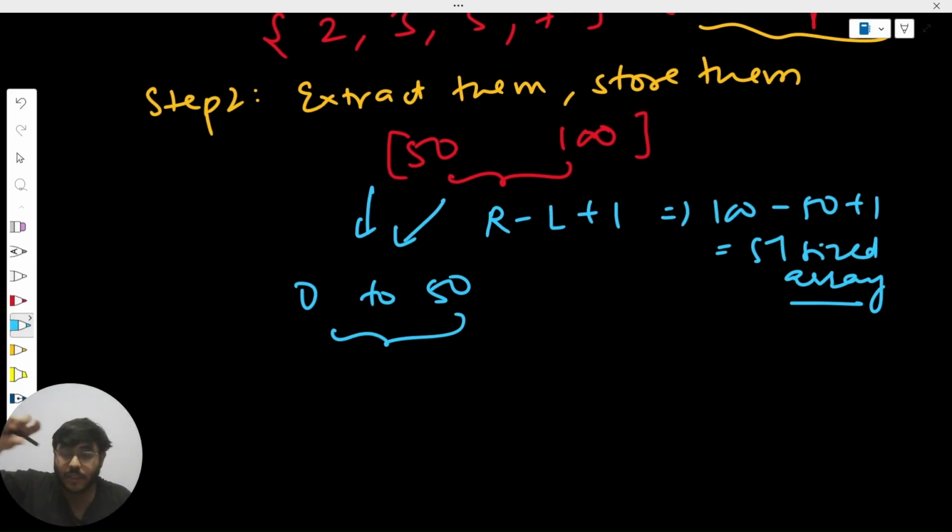So हम क्या कर रहे हैं, हम just 50 to 100 वाले जो range है उसको 0 से लेकर 50 के बीच में represent कर रहे हैं. We have just changed the representation. हमने बस representation change किया है, so that we'll be able to store them in an array, or we'll be able to use an array for marking them as prime or not prime.